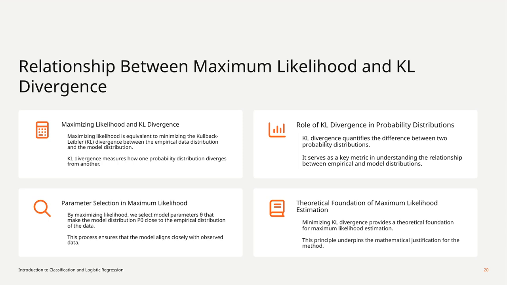It's a way to quantify how one probability distribution diverges from another. So, in essence, when we maximize likelihood, we're reducing this divergence, ensuring that our model aligns closely with real-world data. This connection is crucial because it provides a solid theoretical foundation for why maximum likelihood works so well in practice. It's not just a heuristic. It's grounded in the idea of making our model's probability distribution as similar as possible to the true data distribution, which is what KL divergence measures. This understanding helps us appreciate the elegance and effectiveness of these statistical methods in classification tasks.